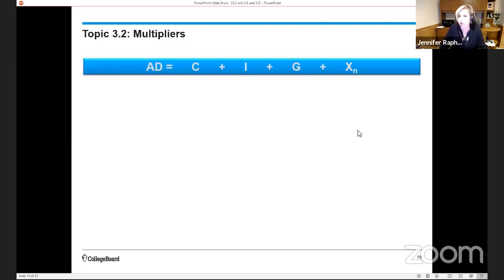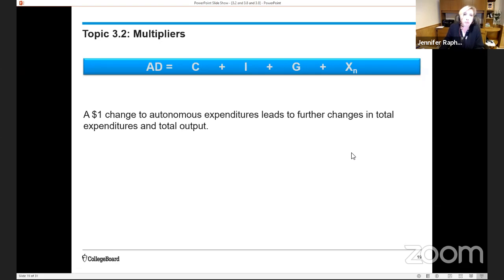Okay, so bring back up our aggregate demand formula. Again, this is the aggregate expenditure approach to calculating real GDP based on expenditures on these 4 spending categories. And the multiplier basically means that a $1 change in autonomous expenditures leads to further changes in total expenditures and total output. So if we have $1 worth of spending, that is going to trigger additional changes in spending and output. And you've probably spent time in class talking about how that works.